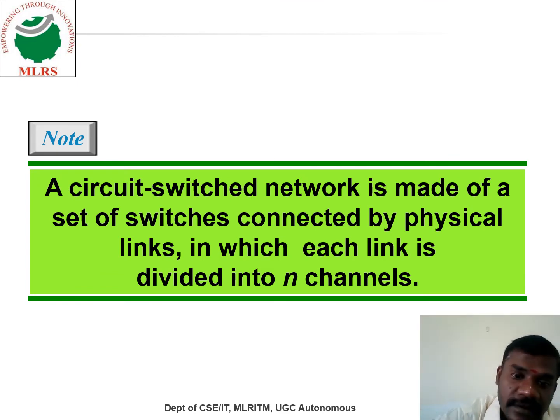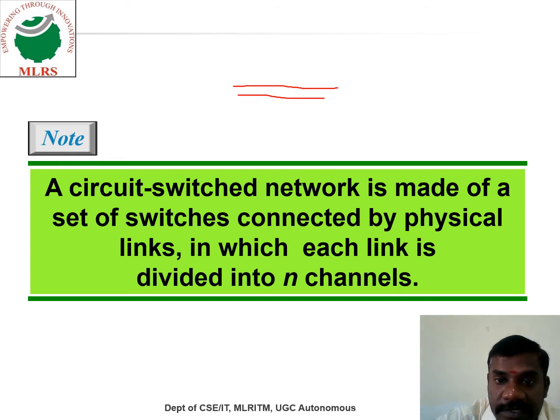Just now I told you that a circuit switched network is made up of a set of switches connected by physical links, in which each link is divided into n number of channels. That means every switch has multiple links. See here, this is a switch, and in the switches there are multiple links. Right?